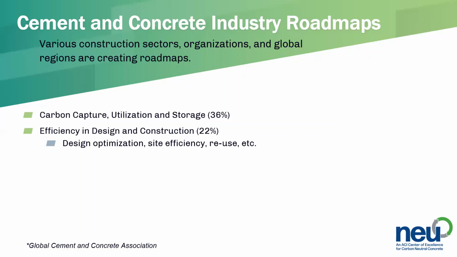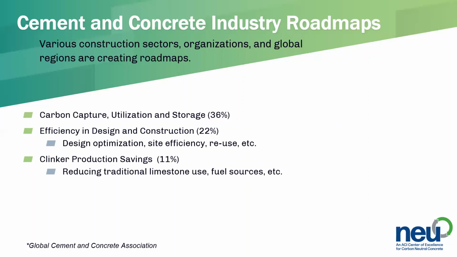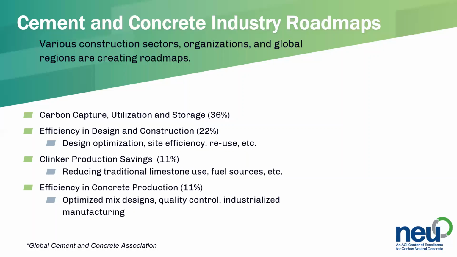Efficiency in design and construction is the next biggest chunk to help us reduce emissions. This includes things like design optimization and site efficiency. Clinker production savings include reducing traditional limestone use, alternative fuel sources for cement production. Efficiency in concrete production includes optimizing mixture designs and industrializing manufacturing processes.